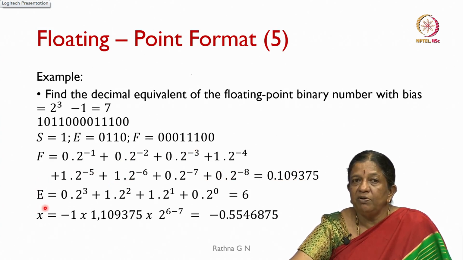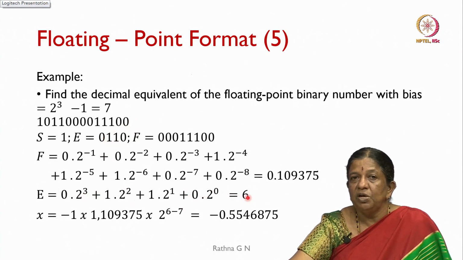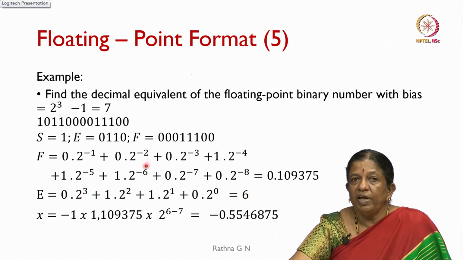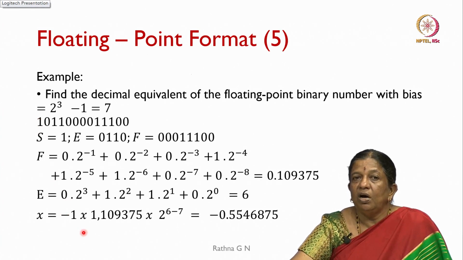And then the exponent, we will see the thing: 0 into 2 power 3, and then 1 into 2 power 2, and then 1 into 2 power 1, and 0 into 2 power 0, which is equivalent to 6. So, when I put it in its format, we know that the sign is 1. So, it is a negative number, minus 1 into what we have, because of the f plus 1 that I have to do. So, it is 1.109375 into 2 power exponent minus bias.